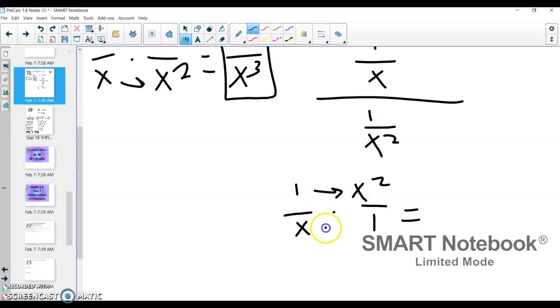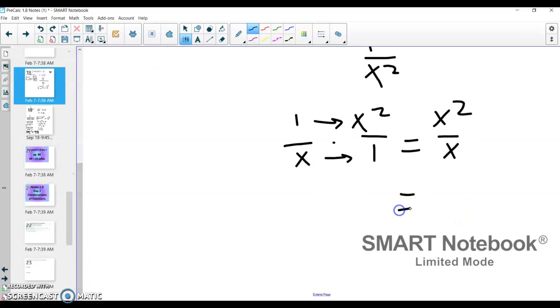And then multiplying top and bottom, you end up with x squared over x, which reduces down to just x, or I could say x over 1, because that x is going to cancel with one of the x's on top, which is the same thing as x. Okay, so a nice refresher of keep, change, flip.